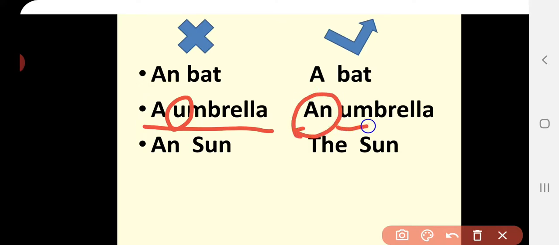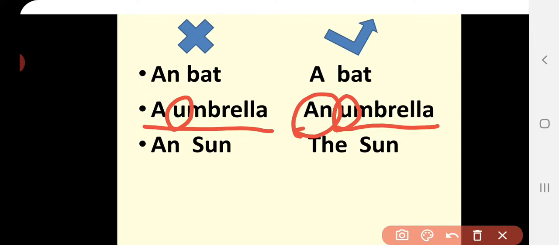Here you can see the umbrella word. The word started with U. U is a vowel letter. So what are the vowels? A, E, I, O, U. A, E, I, O, U are the vowel letters. Before vowel letters, we should use only an. We should not use a or the articles. I hope you understand, children.